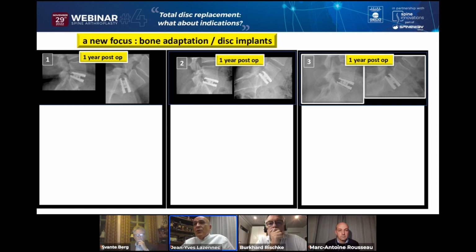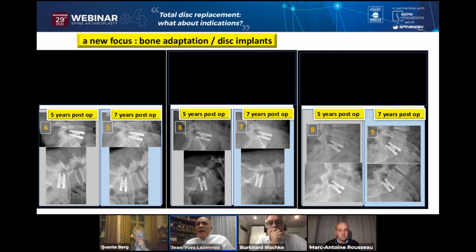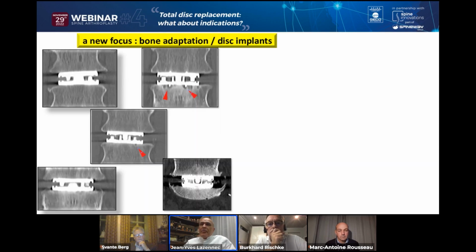And I can show you also those examples. You see, 5, 7 years, we publish those cases. You have bone integration. The interface after this is silent. At 7 or 10 years after, we shall see. But today, we can say this. So we have different situations.